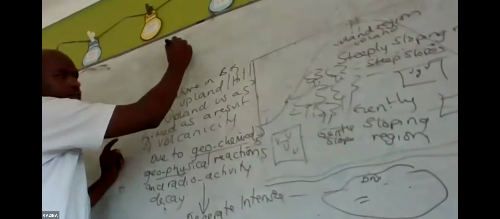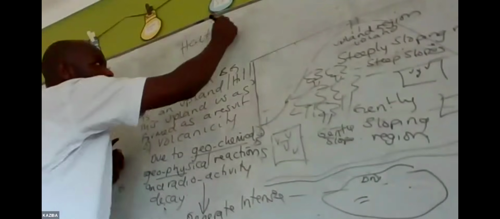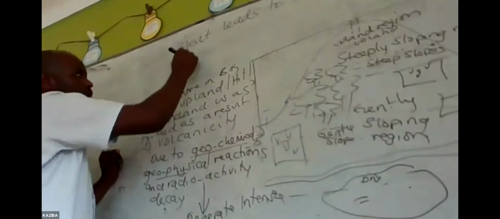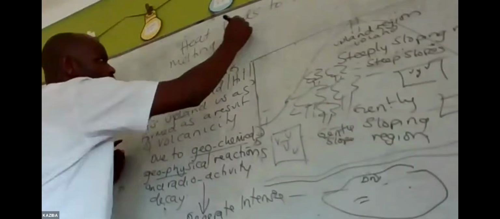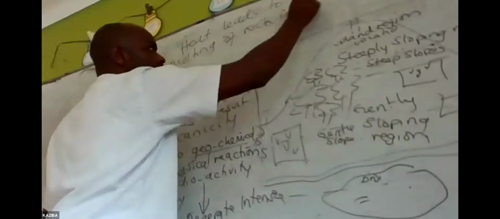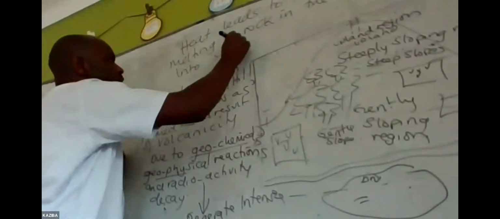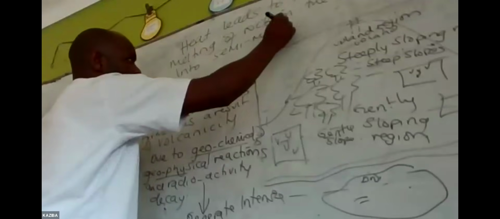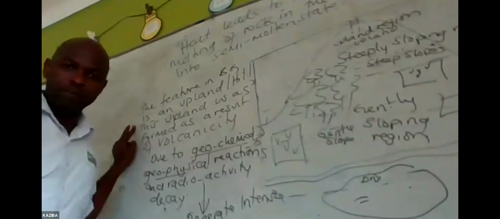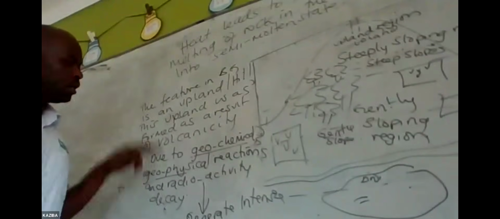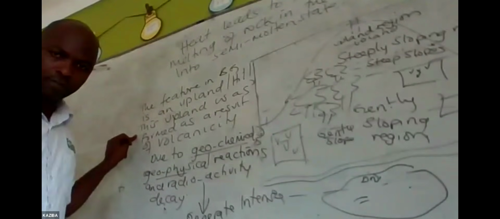Now the heat leads to the melting of rocks in the mantle into a semi-molten state. I'm going to repeat again. I started by identifying the feature. The feature in the background is an upland or hill. It was formed as a result of volcanicity.